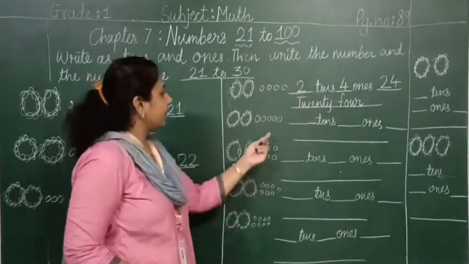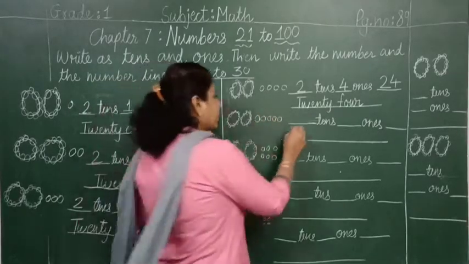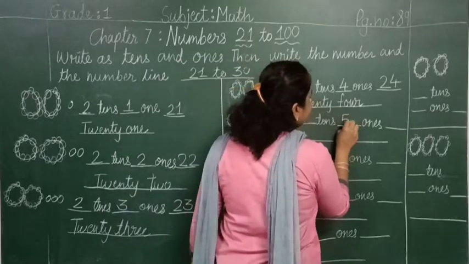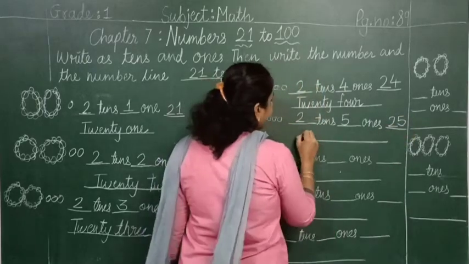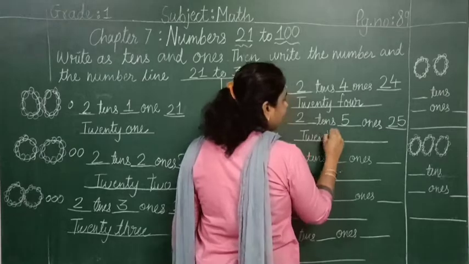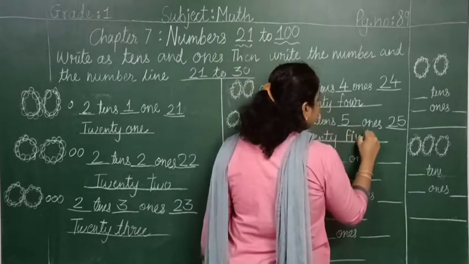2 tens, how many ones? 1, 2, 3, 4, 5 ones. So 2 tens, 5 ones. It means 25. What is the spelling of 25? T-W-E-N-T-Y, 20. It is very easy. F-I-V-E, 5.